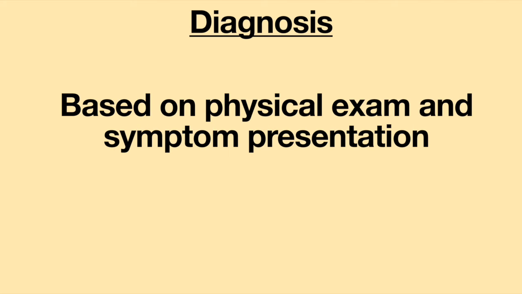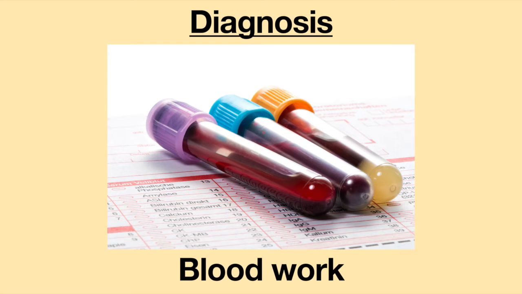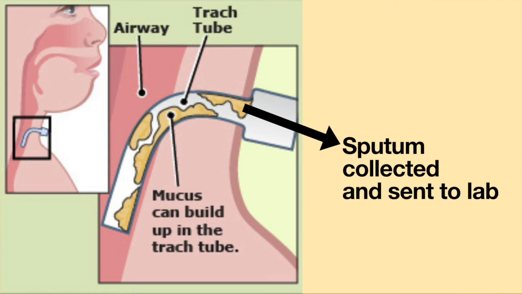Tracheobronchitis and tracheitis are often diagnosed based on physical examination and symptom presentation. A chest X-ray is frequently ordered to rule out the possibility of pneumonia. Blood work may be completed to check inflammation markers and white blood cell count. Sputum should be collected from the tracheostomy tube, sent to the laboratory, and cultured to identify the presence of bacteria which may be causing the infection.